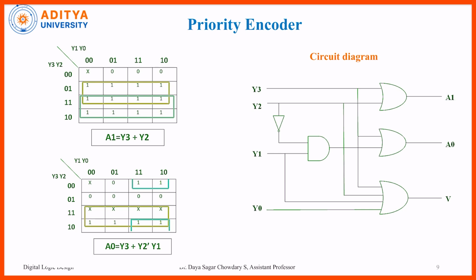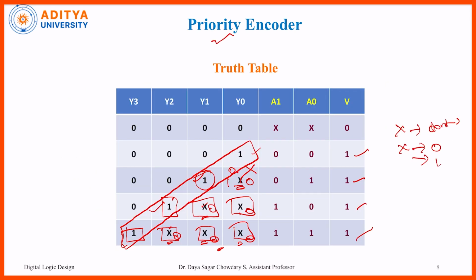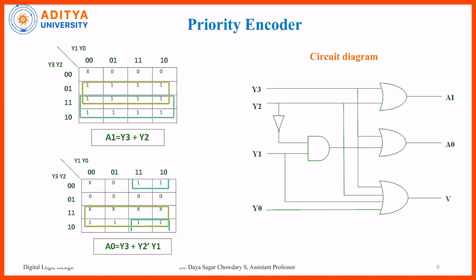As usual, we are simply calculating the K-maps for A0, A1. Here A0 and A1 are the priority outputs, so we have to draw the K-maps for A0 and A1. We already know it contains 4 inputs, and 4 inputs can be constructed with the help of 16 boxes. So 4 into 4, total 16 boxes.